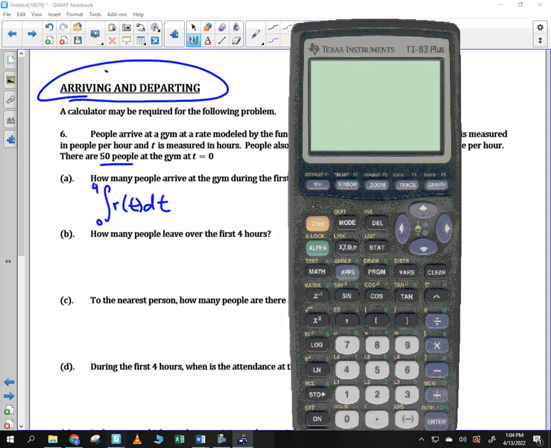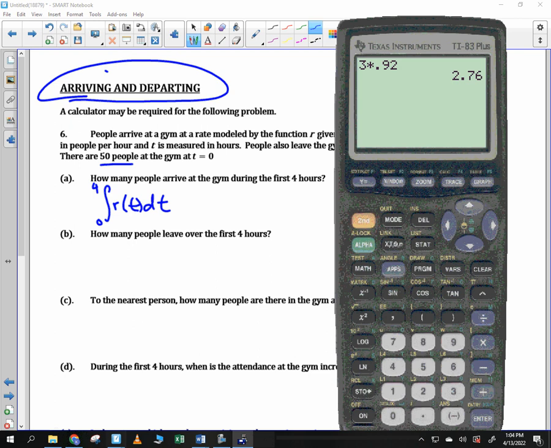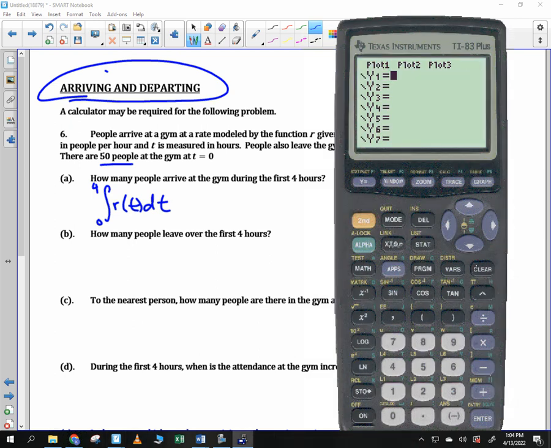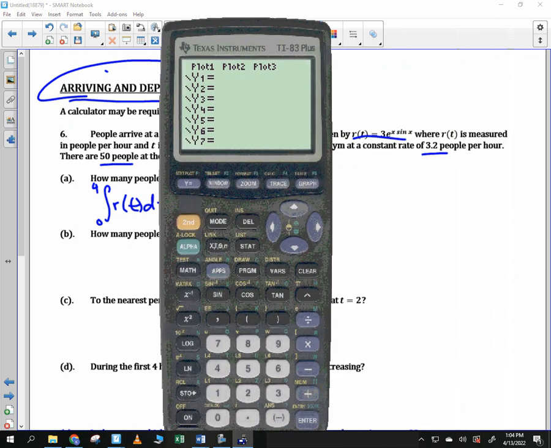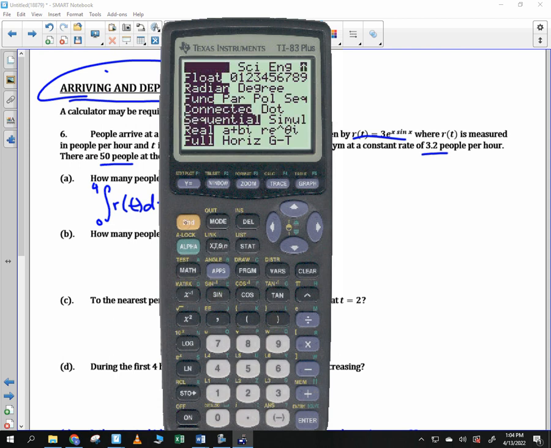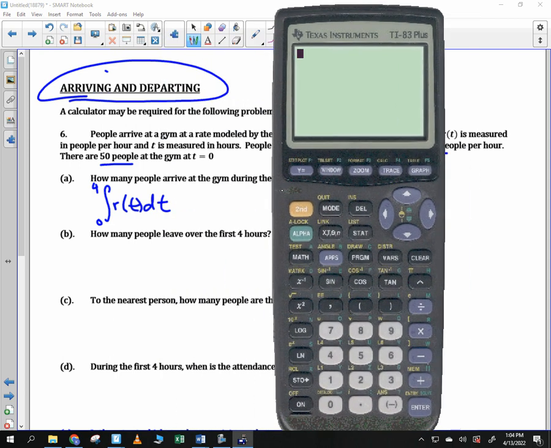So I'm going to go to my calculator, because this is a calculator problem. I go into y equals, and I type in 3 e to the x sine of x. I've got to put all that in parentheses. Who makes these crazy functions? Mode, make sure I'm in degrees.